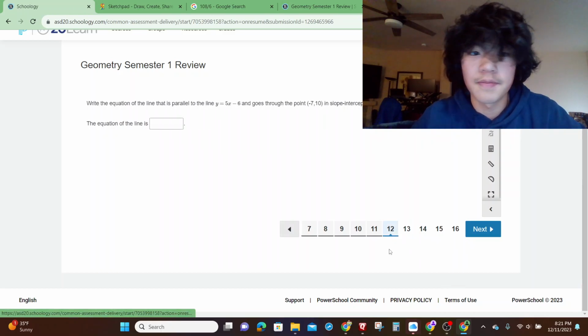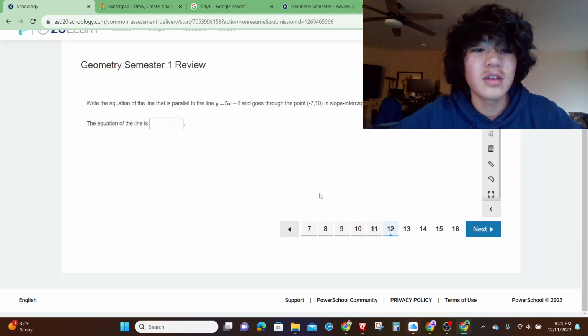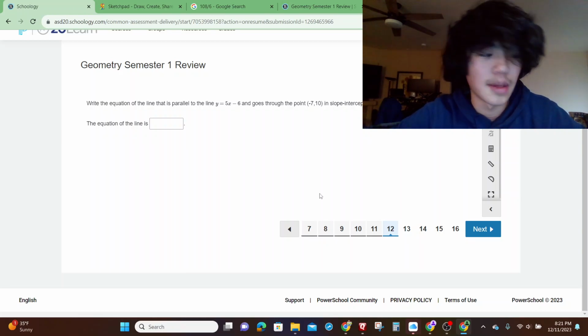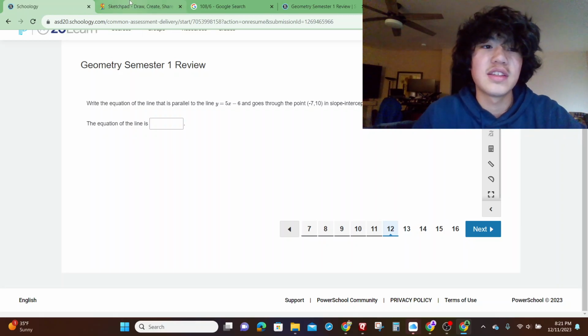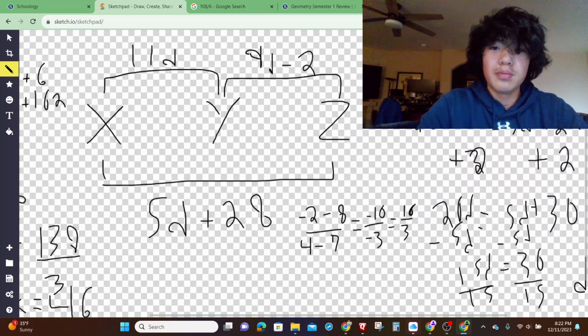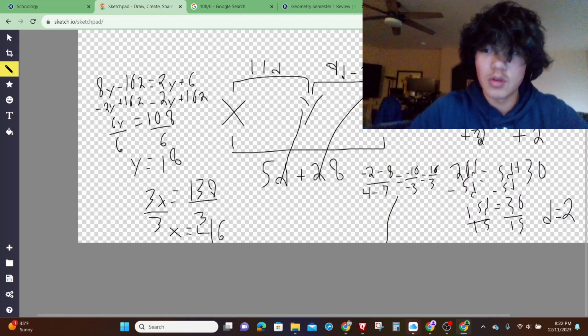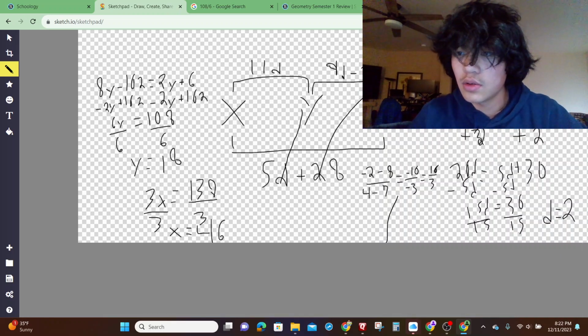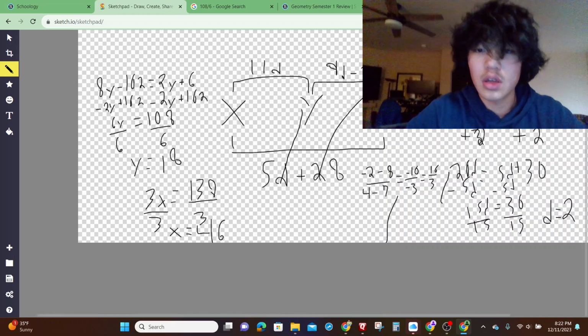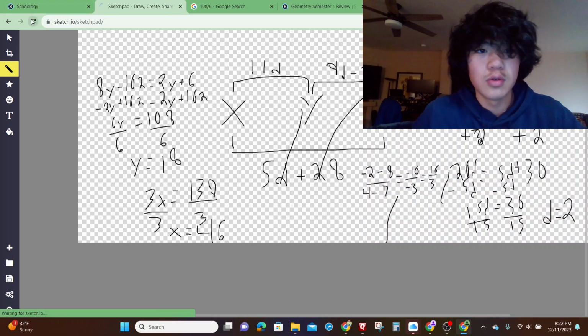Let's move on. Okay, write the equation of the line that is parallel to the line y equals 5x minus 6, and it goes through the point (-7, 10). And they want us to write it in slope-intercept form. Alrighty then, so the formula for this is pretty complicated. Let's find some room. Okay, what the heck, man? Uno segundo.